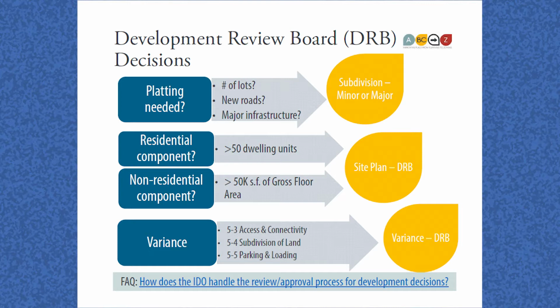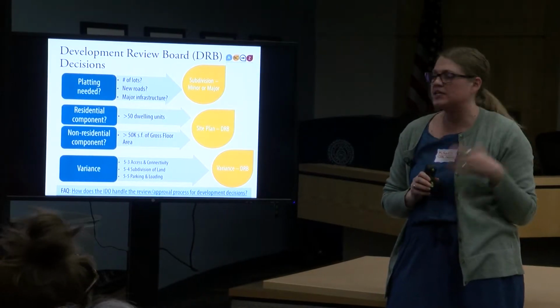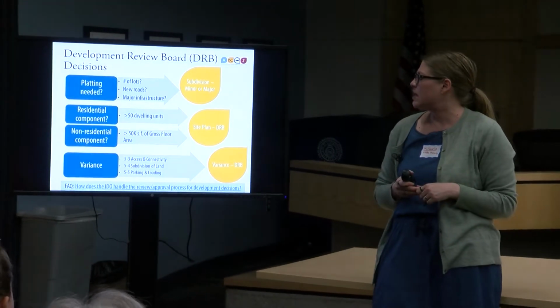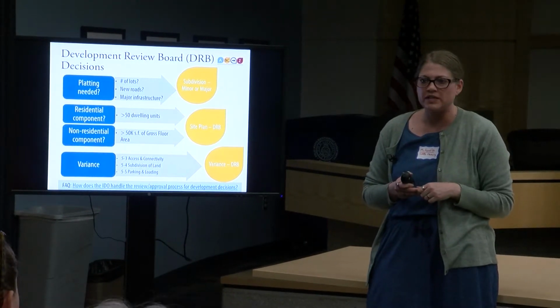In terms of the Development Review Board, they're going to see site plans that are over those administrative thresholds, and we just talked about those. So over 50 dwelling units, over 50,000 square feet of gross floor area for non-residential development. They also see all the platting actions. So if those lots haven't been platted yet and they need new roads or they need major infrastructure, then the person coming in is going to request a subdivision, either minor or major, based on how much infrastructure they need and how many units they're doing. And they'll be asking for that from the Development Review Board.